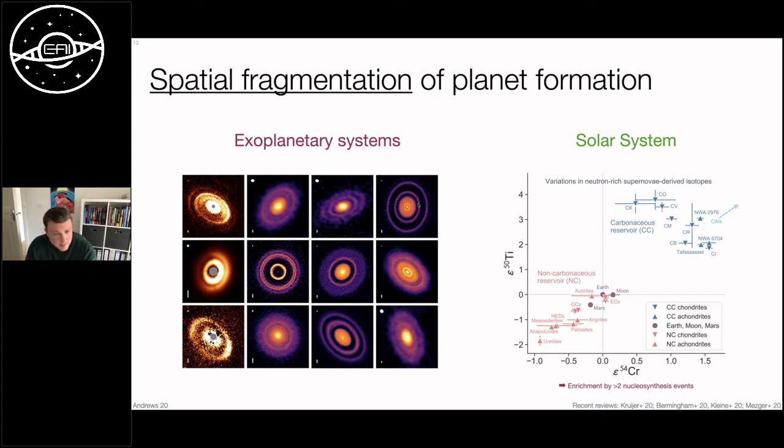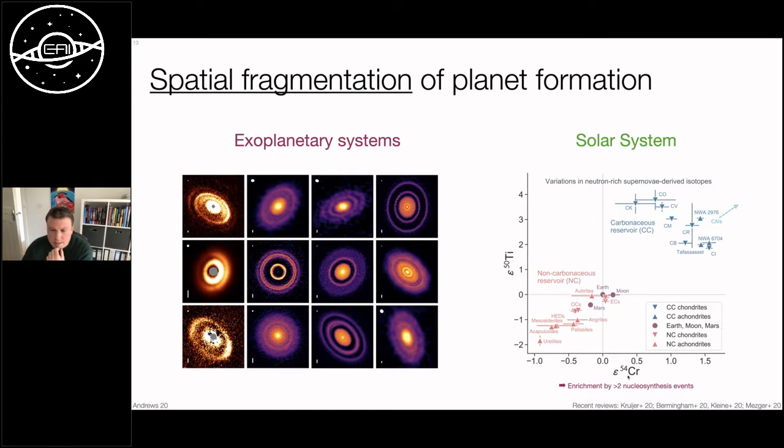Now, irrespective of what the cause of these rings and gaps is, we again have corroborating evidence of spatial fragmentation of the planet formation process from the solar system. And this is often called in the community the nucleosynthetic isotope dichotomy. What it basically is, is a shift in stable isotopes between planetary bodies, more from the inner and more from the outer solar system. This is illustrated in this plot here.